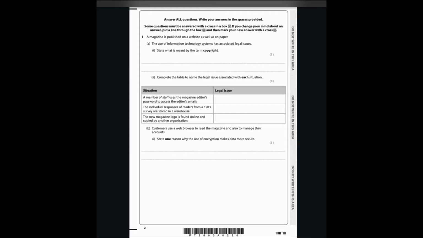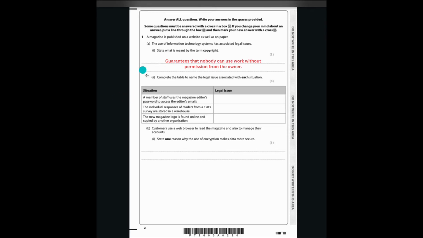State what is meant by the term copyright. So copyright actually provides a guarantee that if other people are using their work, they have to give their name, so it guarantees the honor of the work. So the answer will be: guarantees that nobody can use work without permission from the owner. Like you guys can use their work, but you have to mention their name. So this is one example of a copyright.